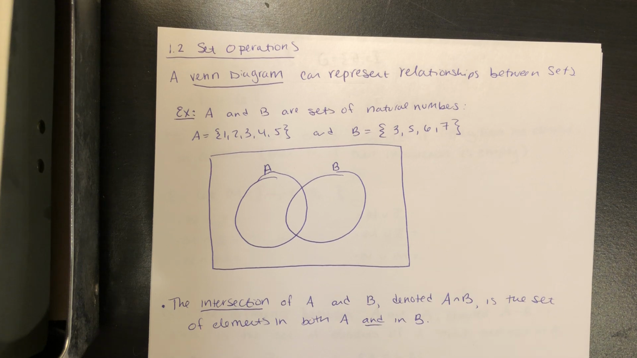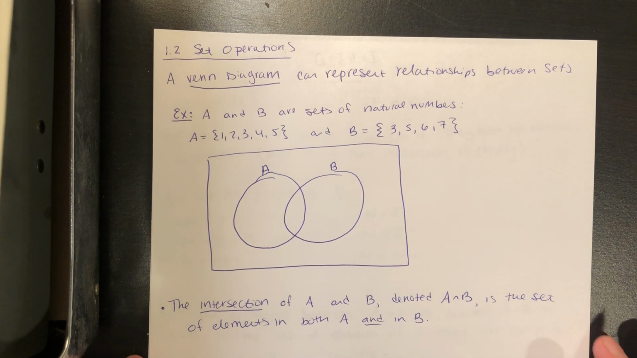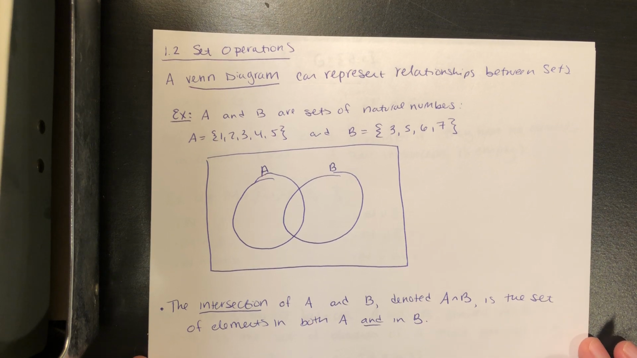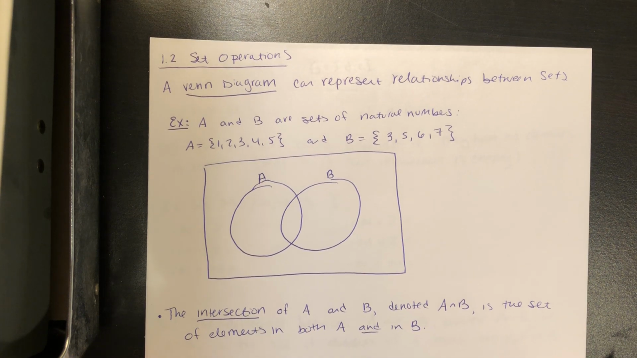And so it's often useful to talk about other sorts of relationships that sets can have, right? So we might want to know whether two sets that aren't necessarily subsets of each other have elements in common or not. And we often can use a Venn diagram to help represent the relationships between these sets.